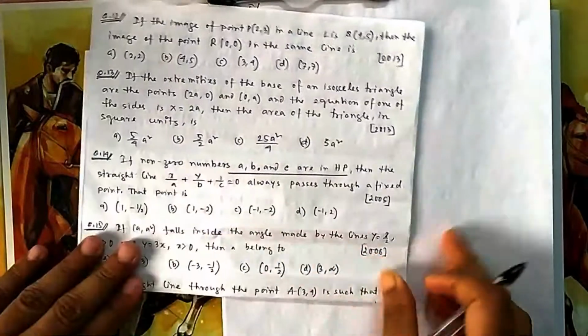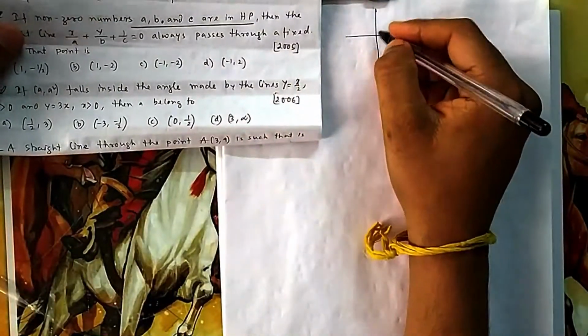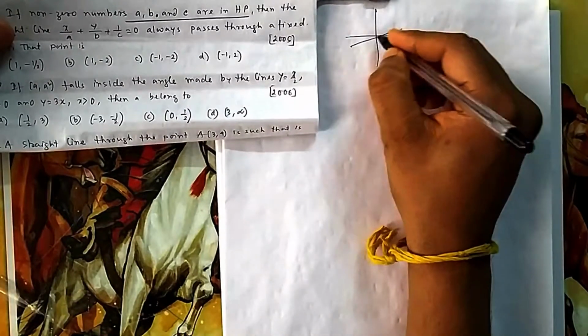Come to question number 15. If a square falls inside the angle made by the lines y equal to x by 2, y equal to mx, these are all straight lines passing through the origin.